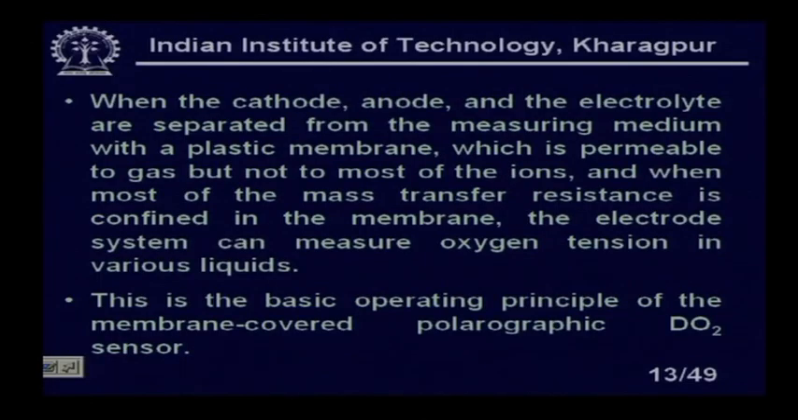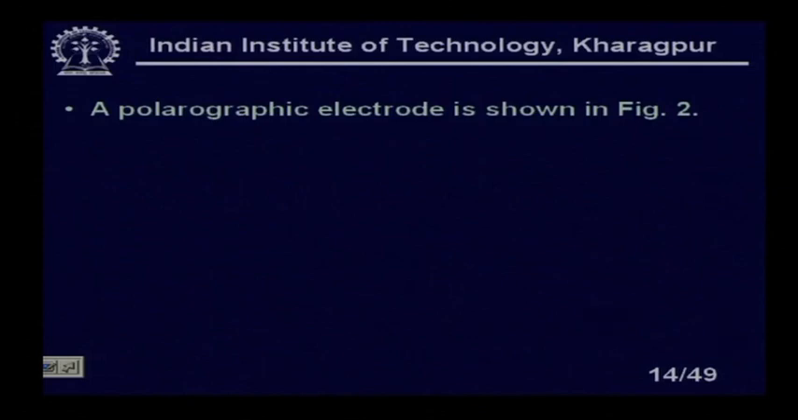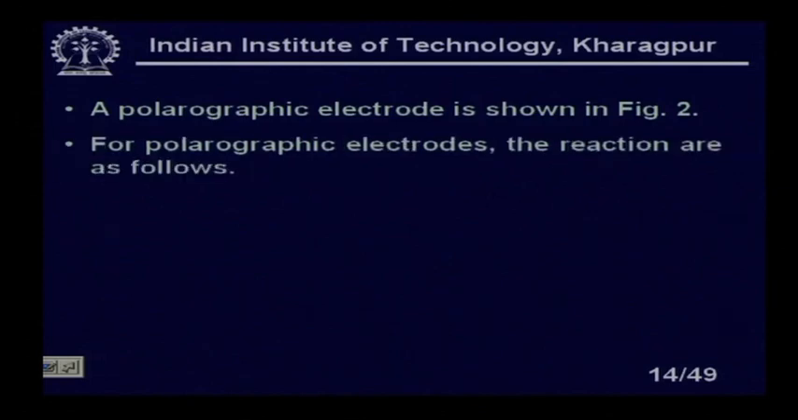This is the basic operating principle of the membrane covered polarographic DO2 sensor. This is the basic requirement or basic operating principle of the membrane covered polarographic DO2 sensor. In both the cases, we may use the membrane, we will be clear after some time, right. A polarographic electrode is shown in figure 2. For the polarographic electrode, the reactions are as follows. Okay, I will show figure 2 after some time.